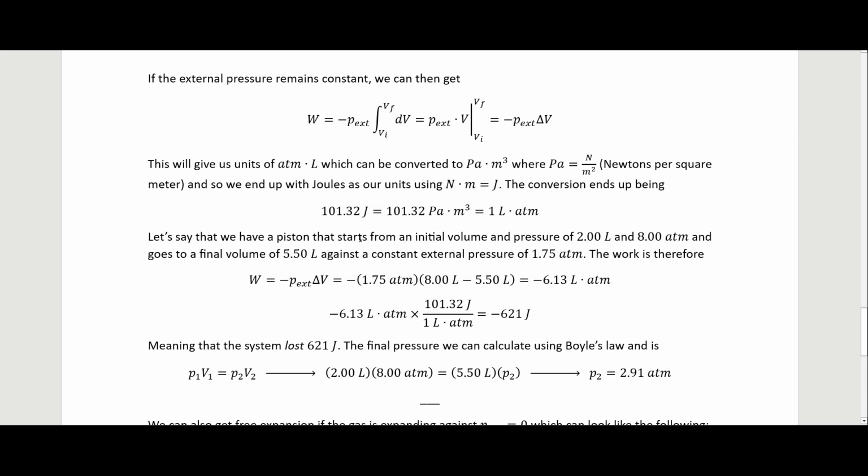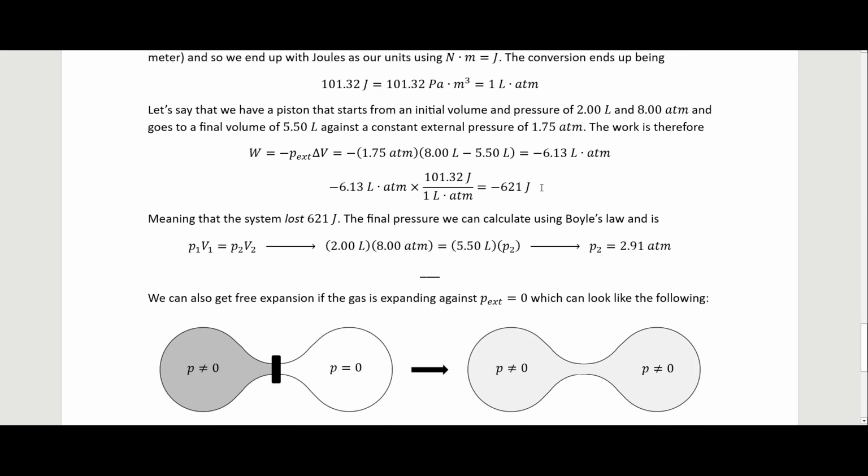Let's say that we have a piston that starts from an initial volume and pressure of 2 liters and 8 atmospheres and goes to a final volume of 5.5 liters against a constant external pressure of 1.75 atmospheres. The work is therefore going to be this. So if we just plug this into our equation here, where this is the change in volume, then we end up with minus 621 joules, meaning that the system lost 621 joules because it was doing work on the surroundings. The final pressure we can then calculate using Boyle's law, and so that gives us 2.91 atmospheres.